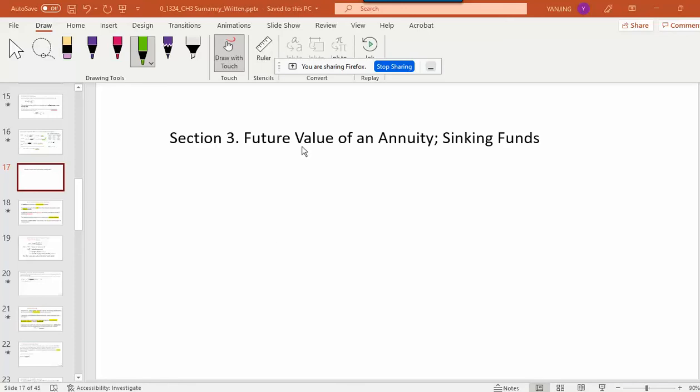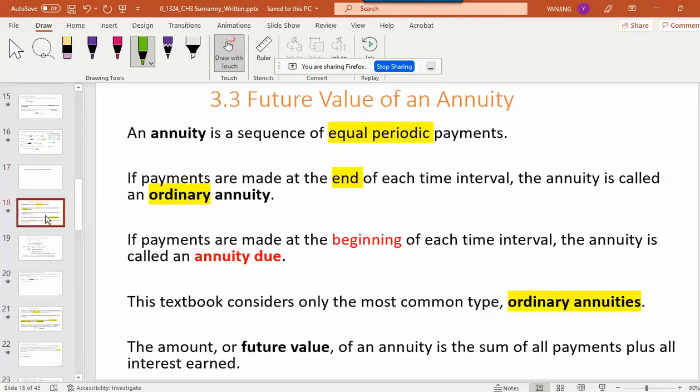The next section here is the future value. This is chapter 3, section 3: future value of an annuity, and it's also called a sinking fund. Okay, so I kind of explained it a little bit earlier. So what is an annuity?